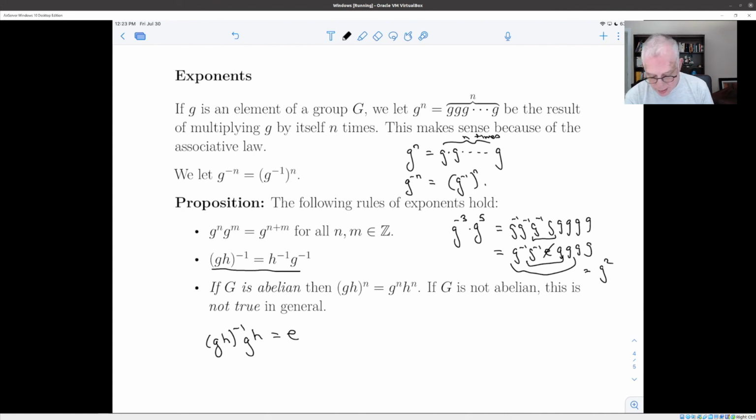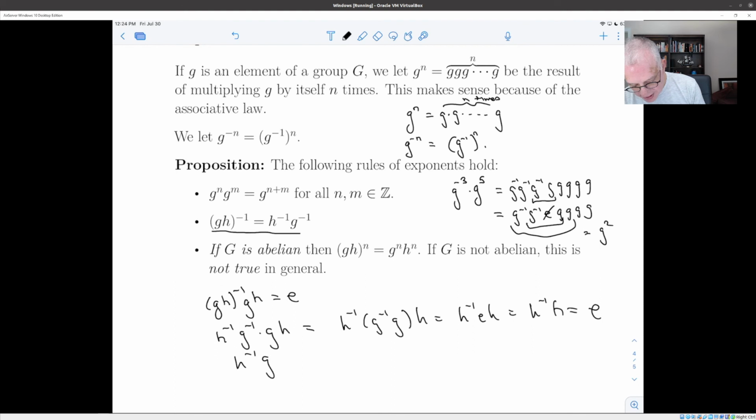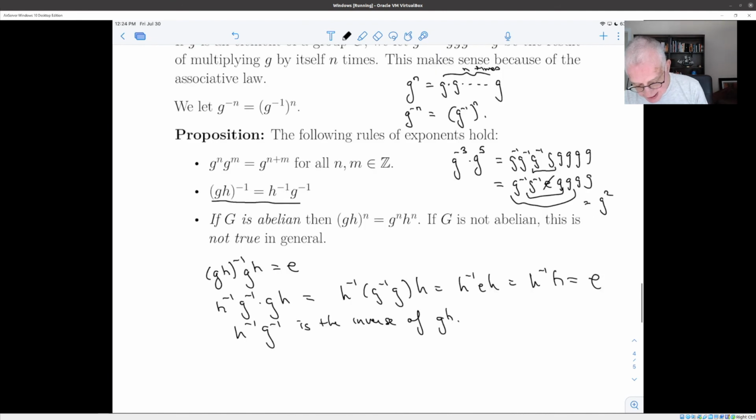And notice that if you take H inverse G inverse times GH, this is H inverse EH, which is H inverse H, which is E. And that shows that H inverse G inverse is the inverse of GH, and there's only one. We already know that the inverse is unique, and so it must be the case that the inverse of GH is H inverse G inverse.